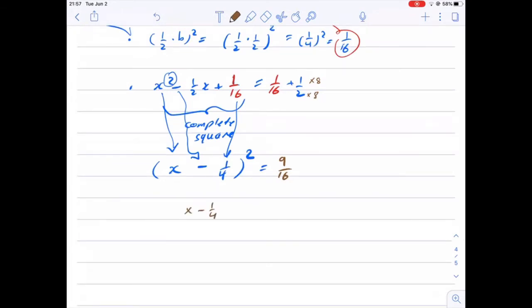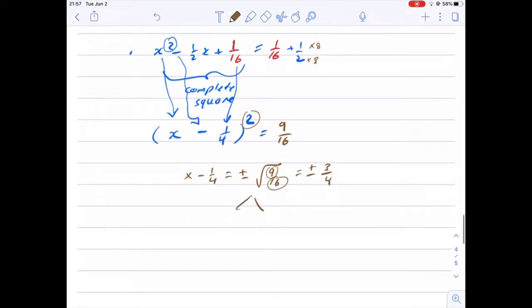Now we can apply the zero factor property. So x minus 1/4 without the square becomes plus or minus the square root of the right hand side, and that's plus or minus, what's the square root of 9? 3. What's the square root of 16? 4. So we have two equations. x minus 1/4 equals 3 over 4. x minus 1/4 equals negative 3 over 4.